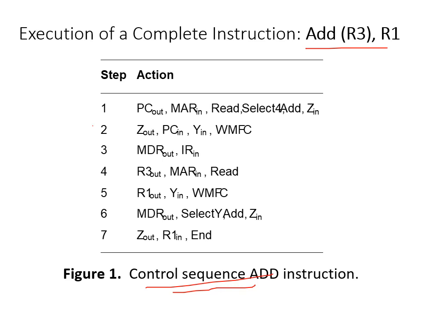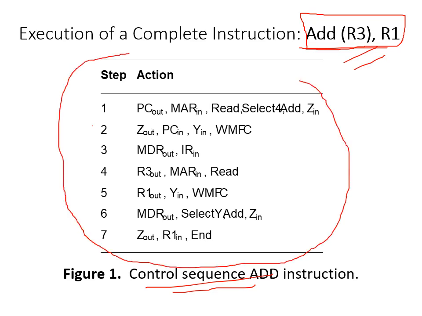Now once we have a control sequence, if a programmer has used any instruction and it is under execution, for example add R3 comma R1, the processor already knows this control sequence because it is written in the processor. It is already taught to the processor, because for all possible instruction combinations we have written control sequences. When I say control sequence, it is just information.